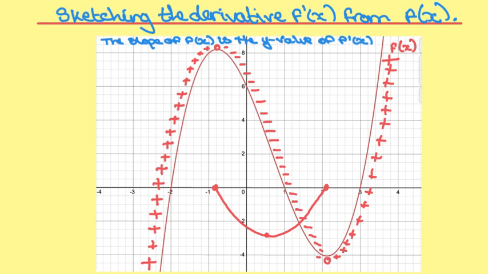To the left of this point, my graph or gradient is positive. Again, at this side, I know my gradient is positive. So there we have the graph of f dash x.